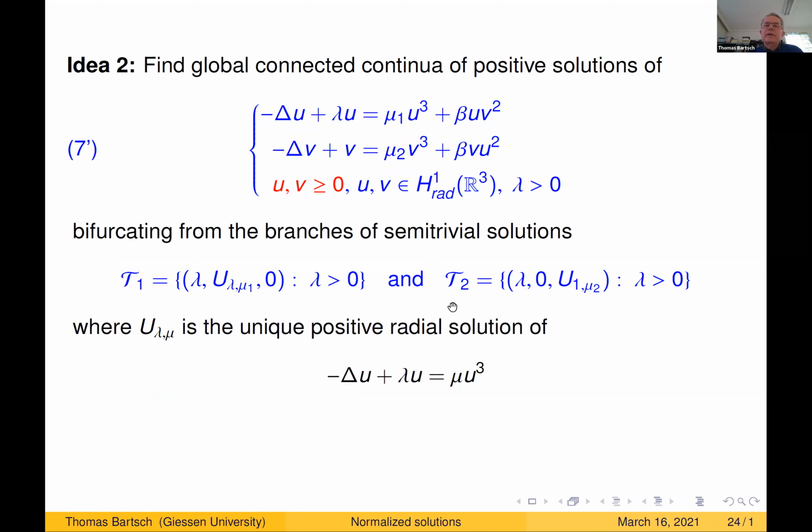Similarly, if u is equal to 0, you also have a solution of the second equation. Now there's a 1 here because this corresponds to the factor 1 in front of the v here. So we have two nice, explicitly known branches of semi-trivial solutions. And of course, we also have the trivial solution branch where both u and v are equal to 0, which exists for all lambda. And now let's see, can we prove bifurcation from this set of solutions?